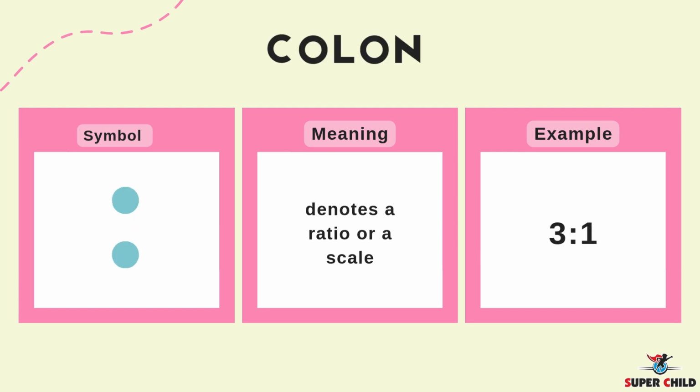Next we'll see is colon. So colon denotes a ratio or a scale. For example, 3 is to 1. The symbol is this sign. This is the colon sign.